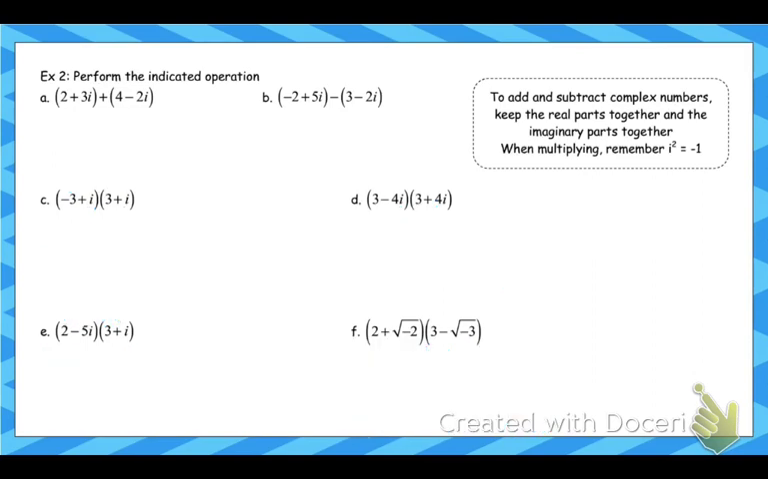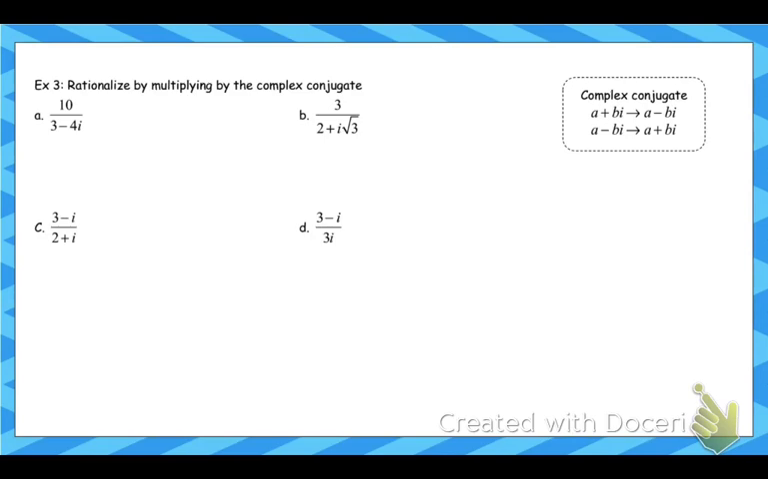All right, so the last operation that we're going to look at is rationalizing. In order to rationalize, we're going to use the complex conjugate. The complex conjugate is like the conjugate that we used for square roots. We're trying to get that difference of squares. So if 3 minus 4i is in the denominator, then we're going to multiply by 3 plus 4i.